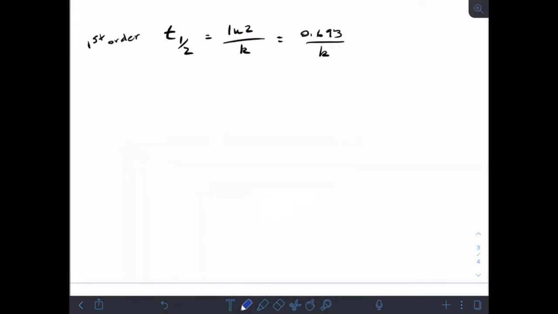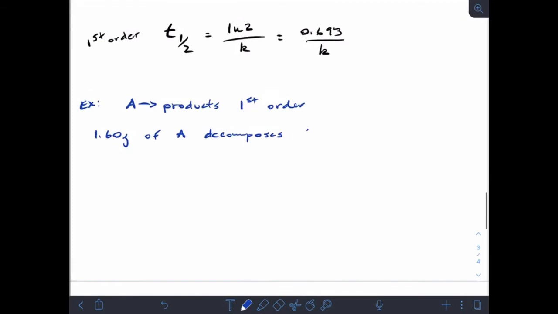So we'll switch colors here. So for a generic A goes to products, first order, okay, you'll be told first order reaction. So if we have 1.6 grams of A decomposes for 38 minutes. So at that time, 0.4 grams are left. What is the half-life?